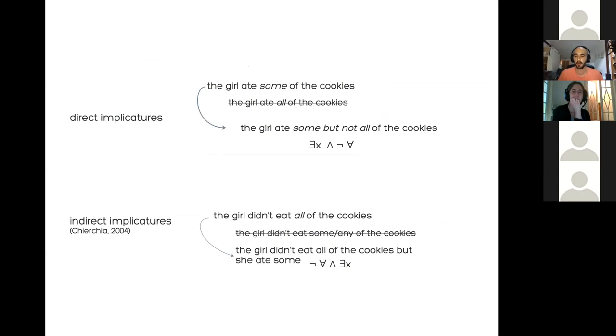Okay, so in this slide, you see the difference. Above, you have standard direct implicatures. "The girl ate some of the cookies," and then you infer that "the girl ate all of the cookies" is false, and hence you get "the girl ate some, but not all of the cookies." Below, you have the indirect implicature. So you have a strong scalar item, "all," under a negative operator, like negation, like "didn't." So from the sentence "the girl didn't eat all of the cookies," you infer that the girl ate some of them. Okay, so it's exactly the opposite pattern as direct implicatures.